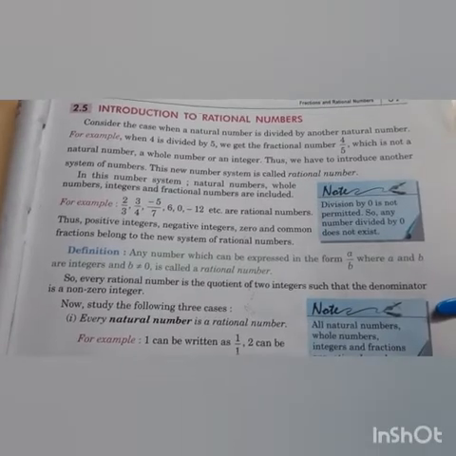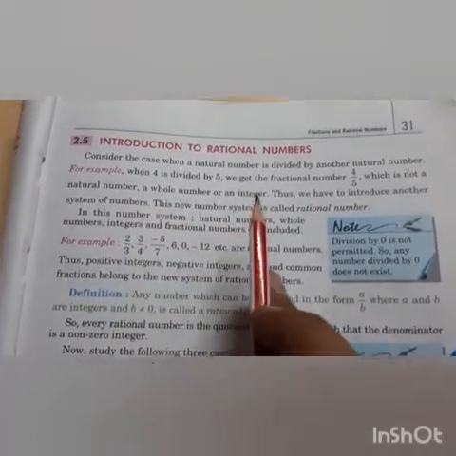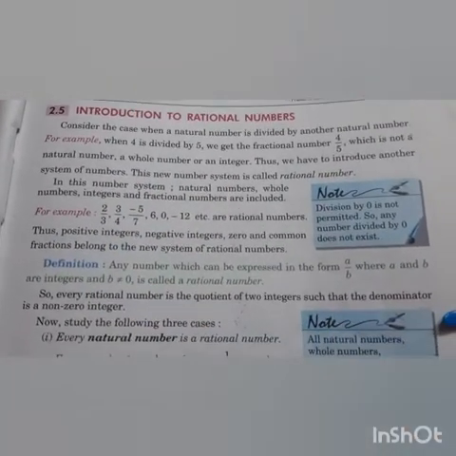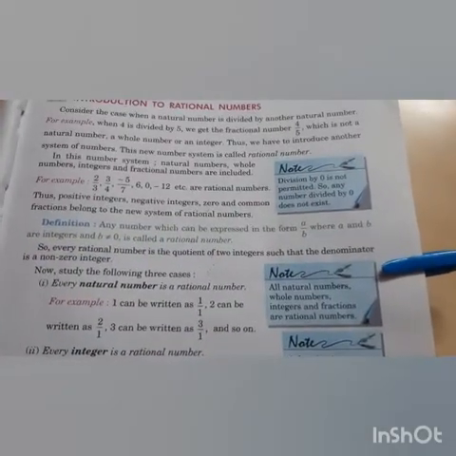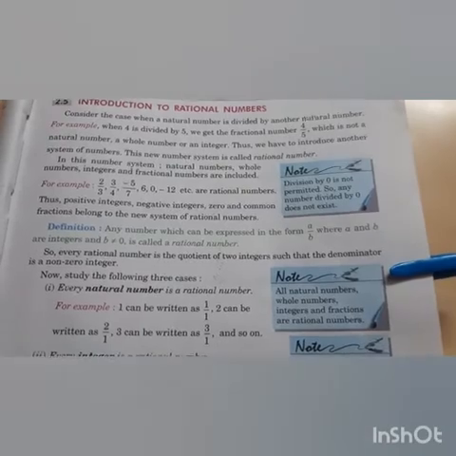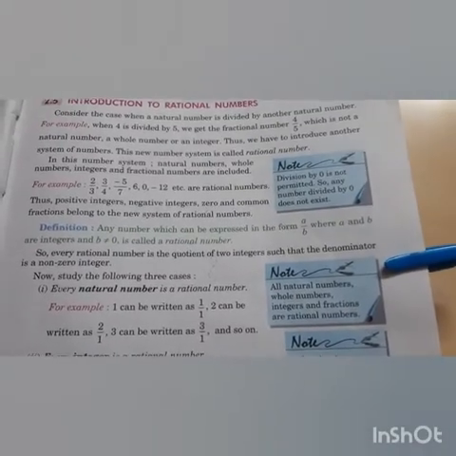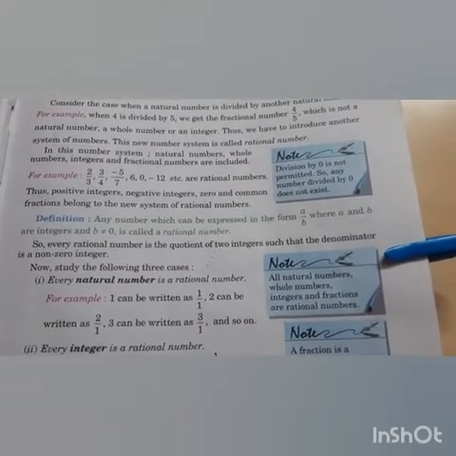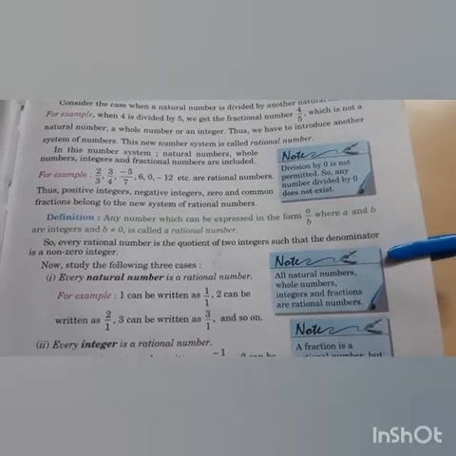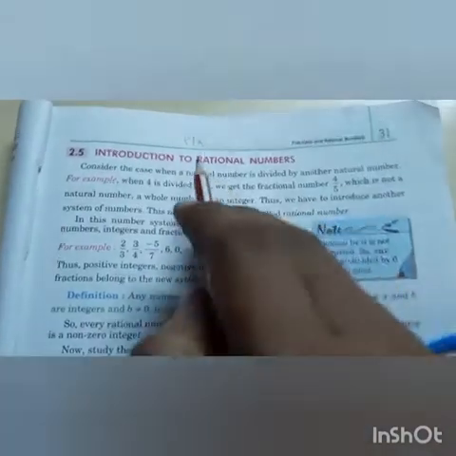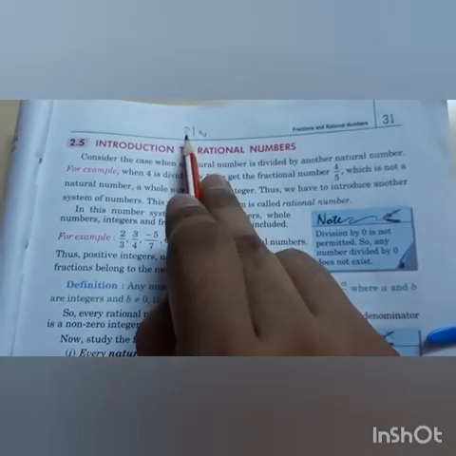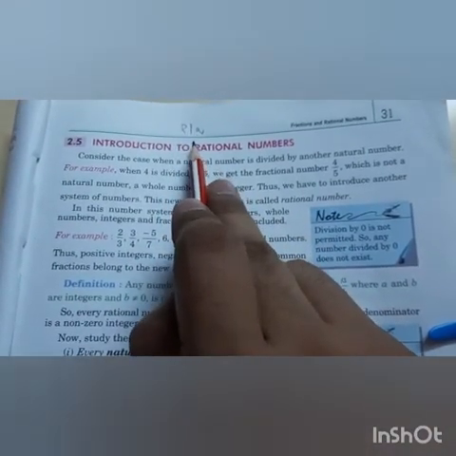Now our next exercise is introduction to rational numbers. If you remember, when we were starting this chapter, that time only I described the definition. What is a rational number? Any number which can be expressed in the form of P upon Q.